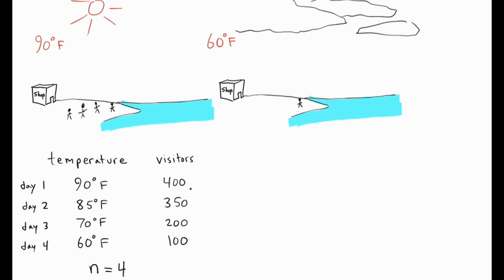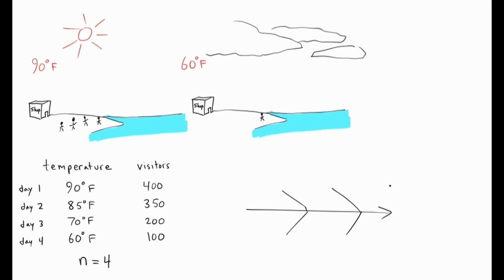These are called data pairs because you have 2 variables and you're trying to see if there's a relationship between the 2. Now, I could put these variables into a fishbone diagram. Which variable is the cue here, the thing that you're observing and trying to explain? The effect that you're trying to explain is the number of visitors.